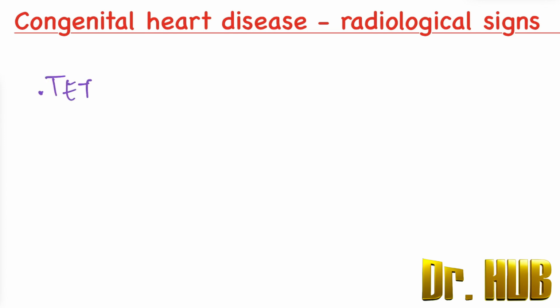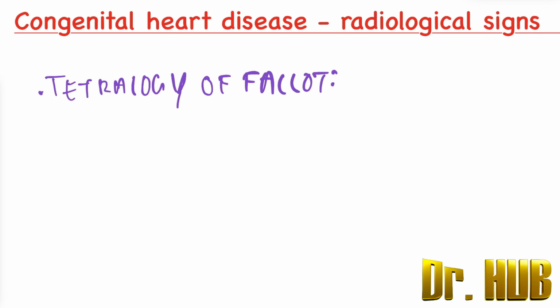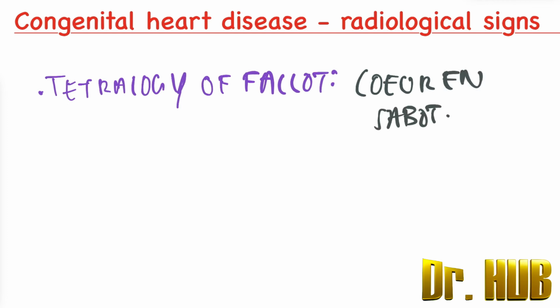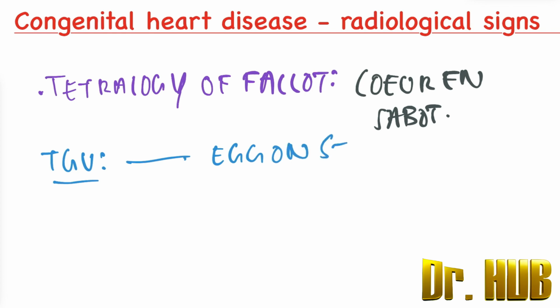So first is the very important and standard one, that is tetralogy of Fallot. In tetralogy of Fallot, the sign is known as the coeur en sabot, or boot-shaped heart. Next is TGV. TGV stands for transposition of the great vessels. So it refers to the egg on a string appearance.